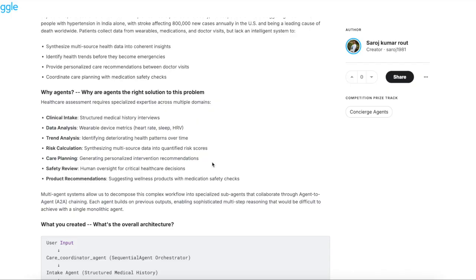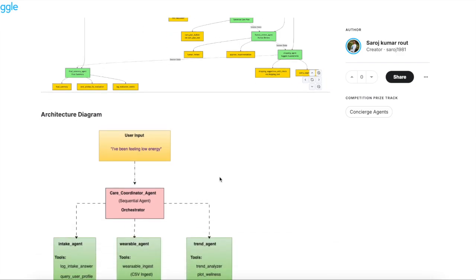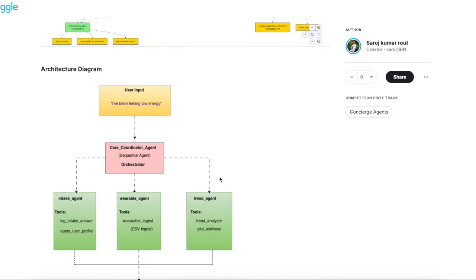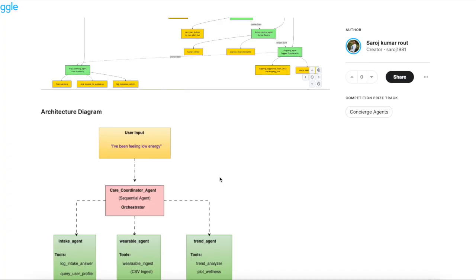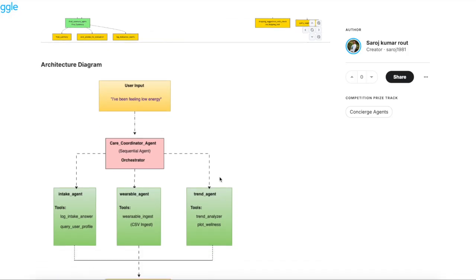Now if I show you the architecture, the system is built using Google ADK with 8 agents, coordinated by a care coordinator agent that manages the shared session state. Each agent runs independently but reads and writes into a common context, so information flows across the whole episode of care.